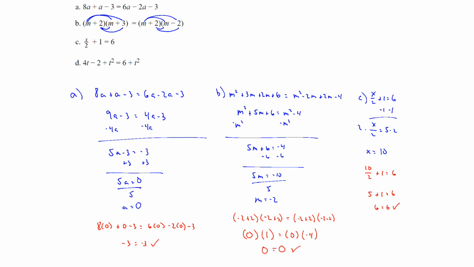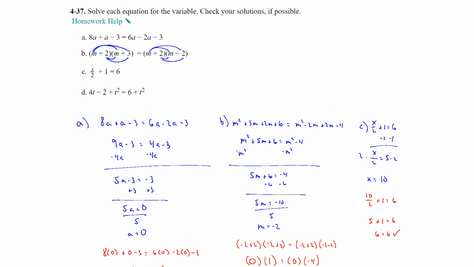All right, and then on the last one here, I'm going to move back up here. And D, we have 4t minus 2 plus t squared is equal to 6 plus t squared. The first thing is we want to cancel out the t squared, so we're going to subtract t squared from both sides. That'll leave us with 4t minus 2 on the left and 6 on the right.